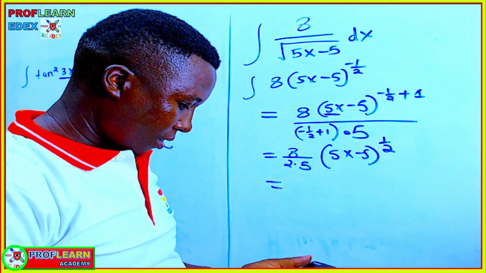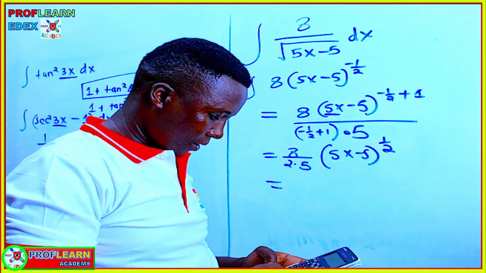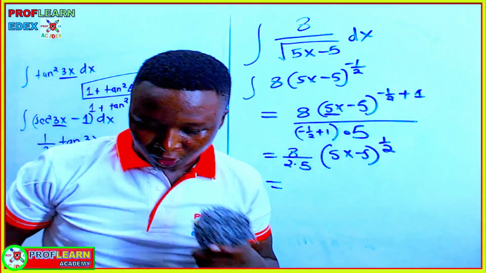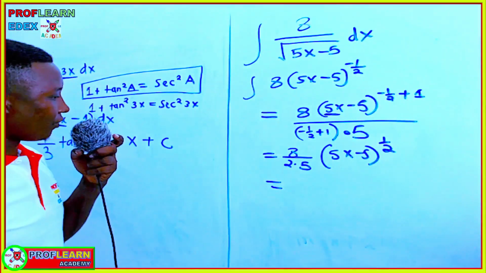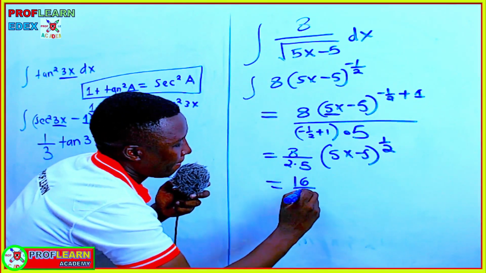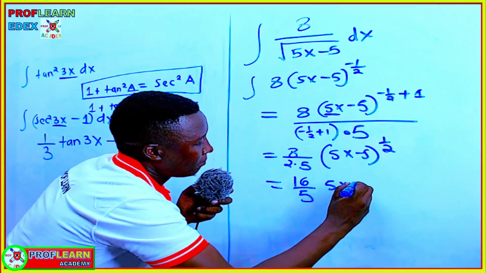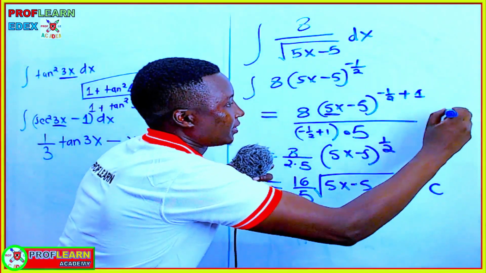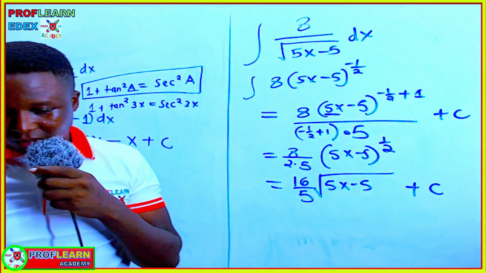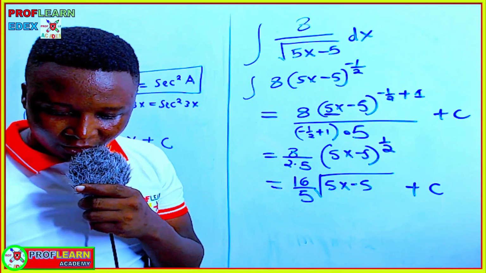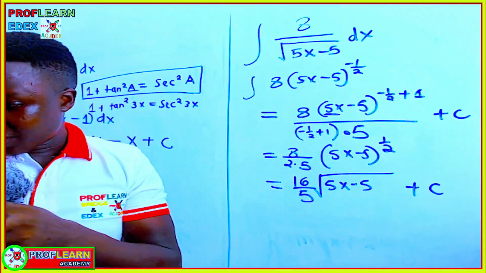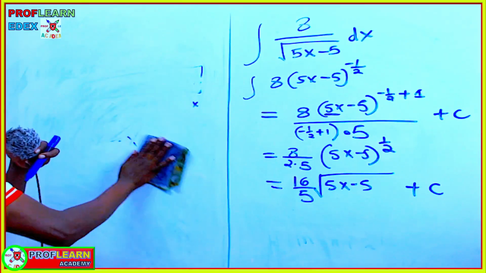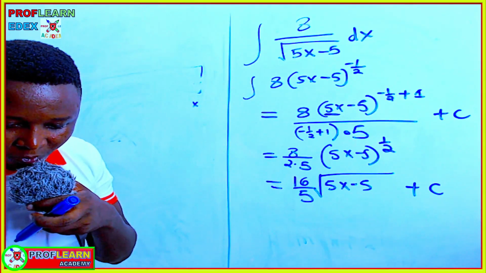Actually 8 divided by is going to be 16. This is going to be 16 over 5. 16 over 5 times 5x minus 5 square root. So then we're going to say plus c at that given point. So given such kind of equation, be sure that you can be able to perform it. We are going to move to which number? We are moving to number 6.